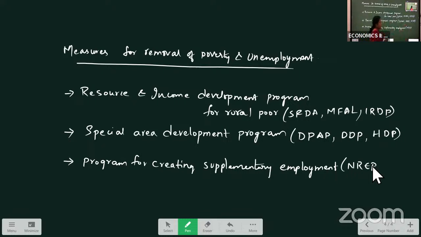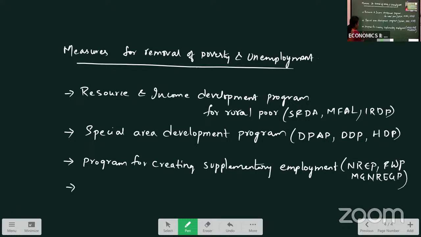NREP, National Rural Employment Program, Food for Work Program, then Mahatma Gandhi National Rural Employment Guarantee Program. So under these programs, they have created employment for the youth who belong to the rural areas. Supplementary employment is created, which is helping in poverty eradication in the rural area.